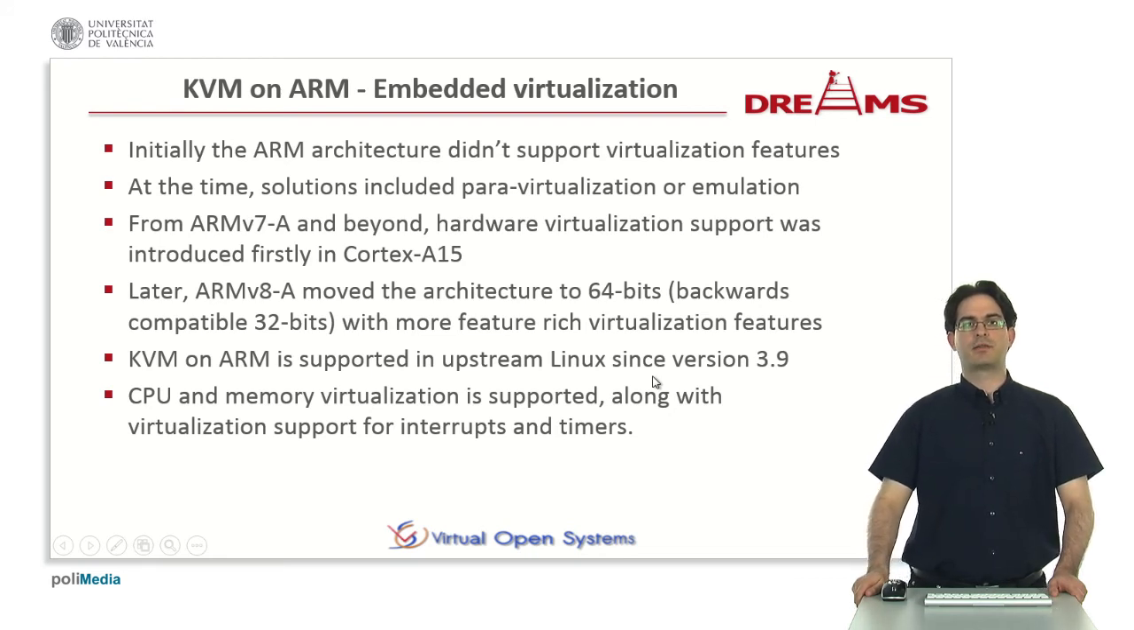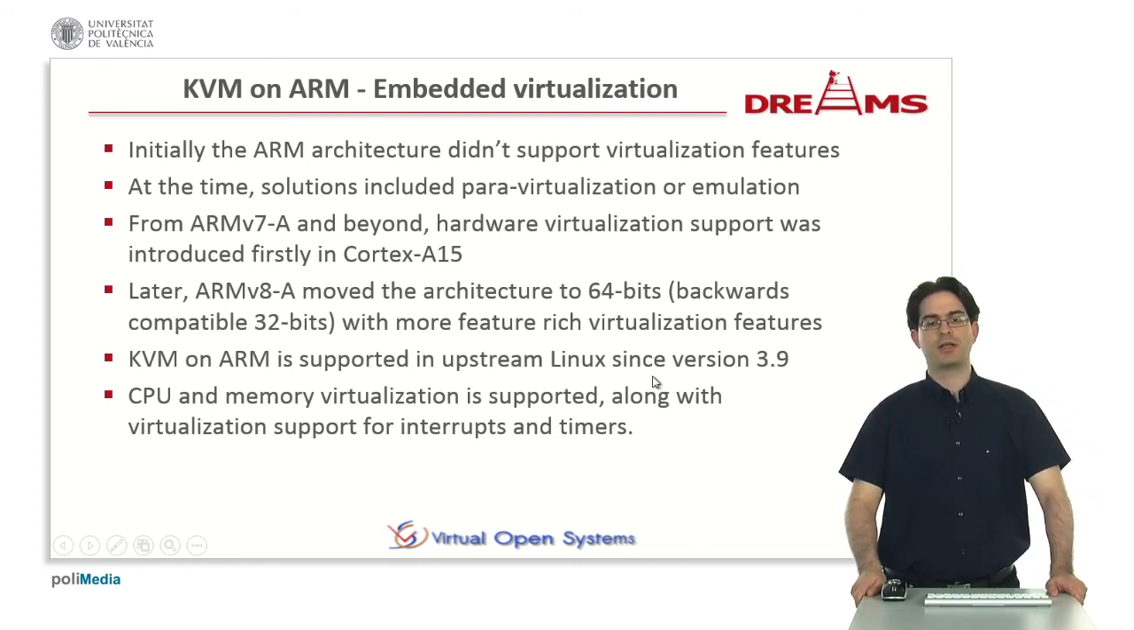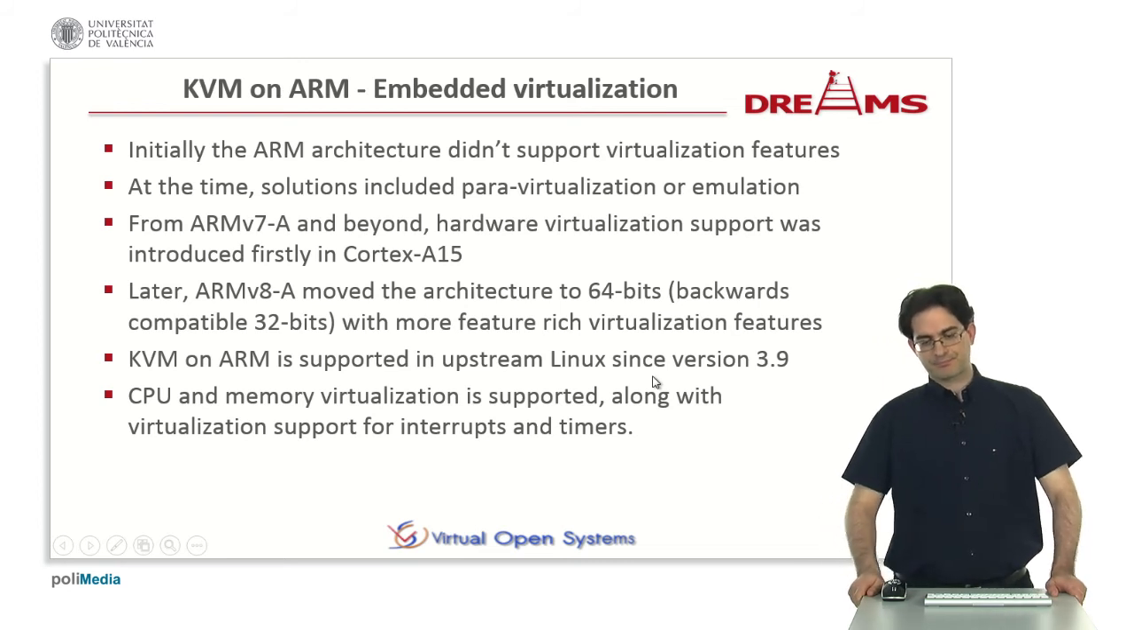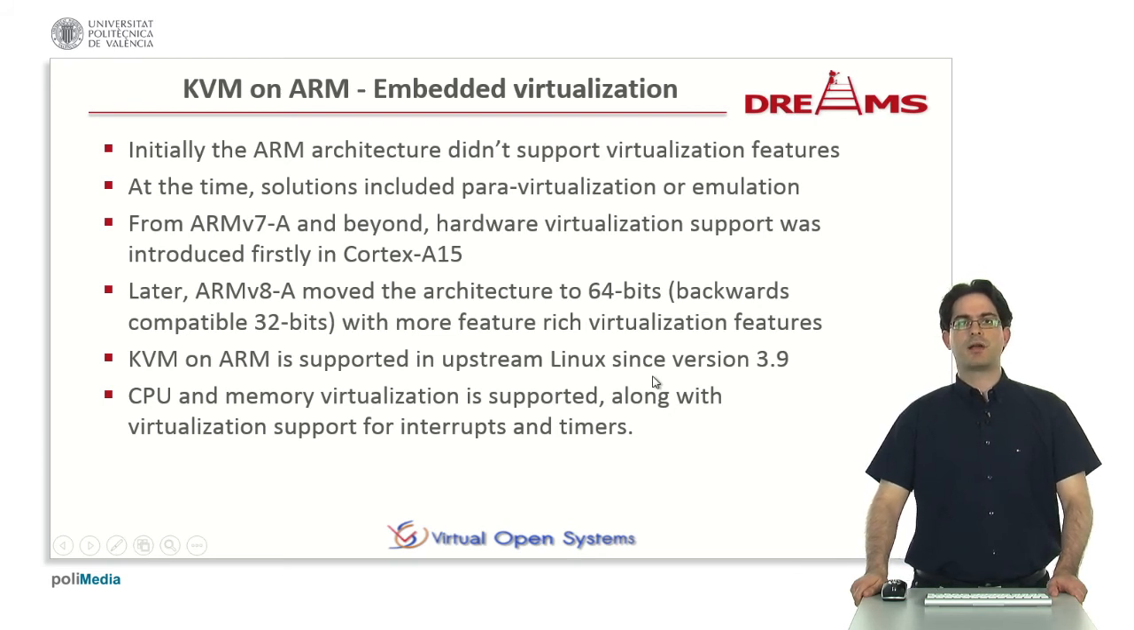Later, ARM v8 came into the picture, which focused the architecture on 64 bits. It's a relatively new introduction and change. The good thing is that it's backwards compatible, and it offers many virtualization features. Actually, it's quite a lot better than ARM v7. And KVM on ARM has been supported in upstream Linux since version 3.9.